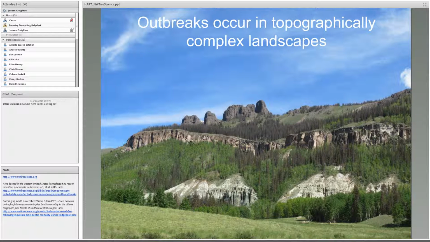Outbreaks also occur in topographically complex landscapes. So whereas stand-level fire behavior models are kind of ruling out topography, when we look at the effects of wildfire or the effects of bark beetle on wildfire in these retrospective landscape scale studies, we have to deal with topography.